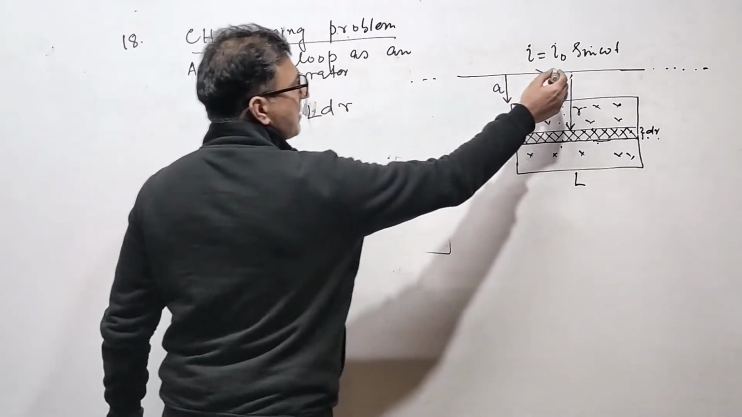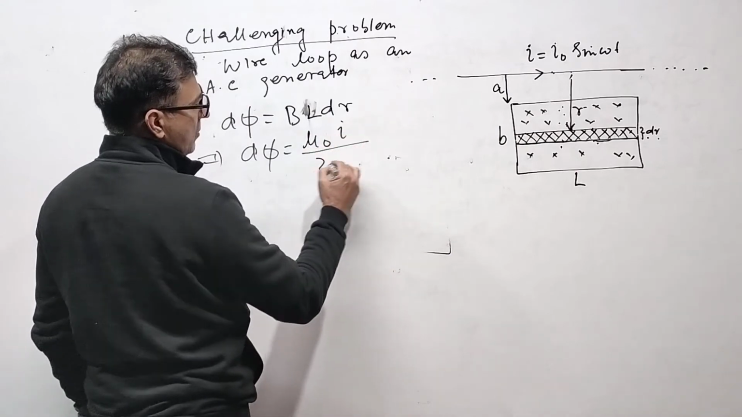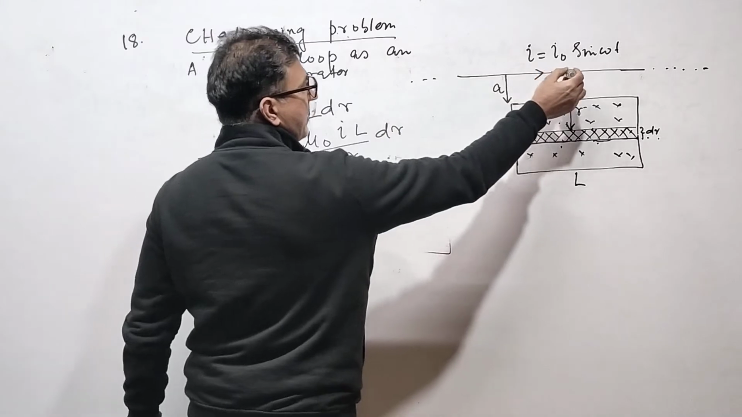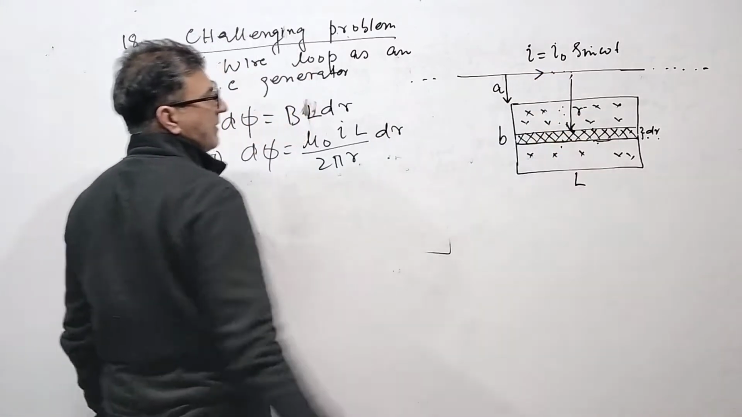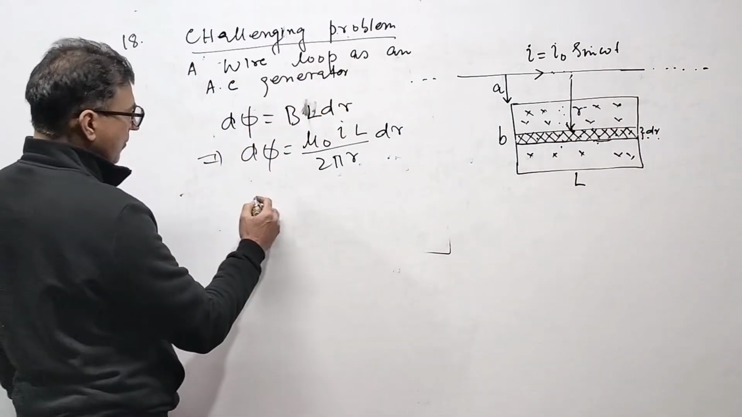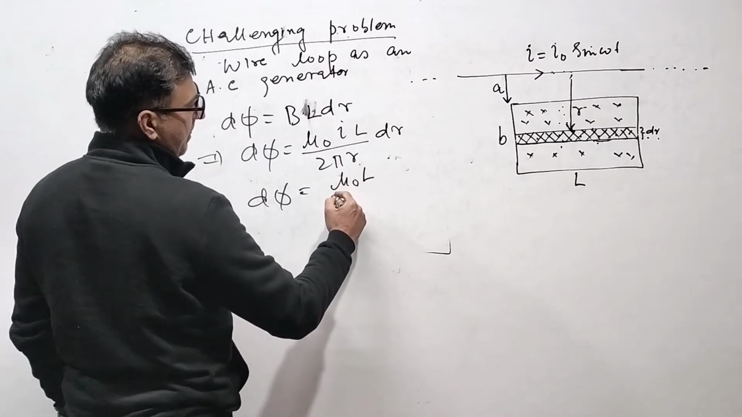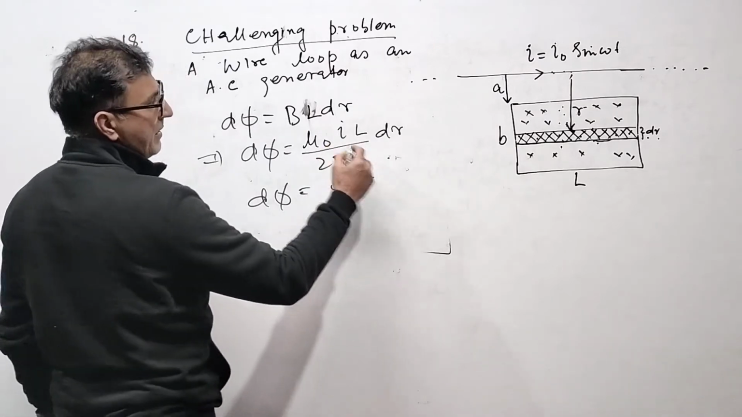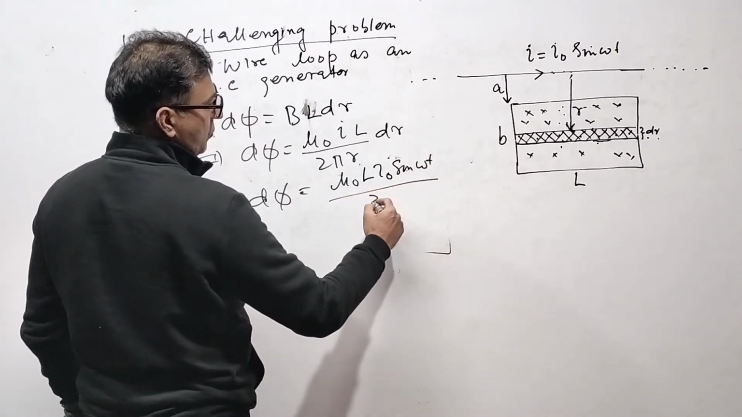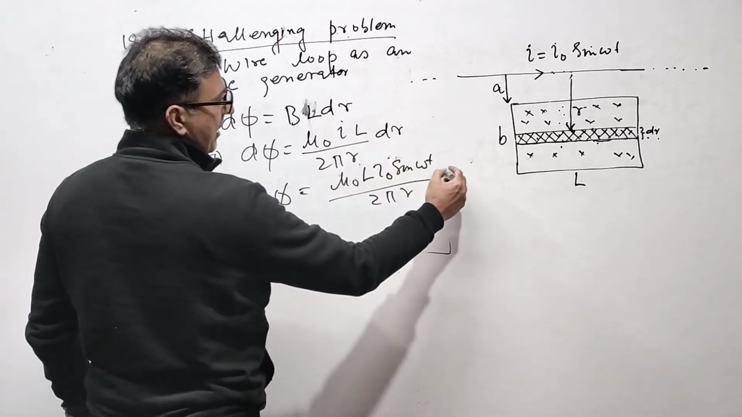What is the magnetic field of the wire at this point? That is mu 0 I divided by 2 pi r, times L dr. I have taken the magnetic field of this wire at this point, because that is the magnetic field which crosses this patch. So d phi is mu 0 L times I, which is I0 sine omega t, by 2 pi r, dr.